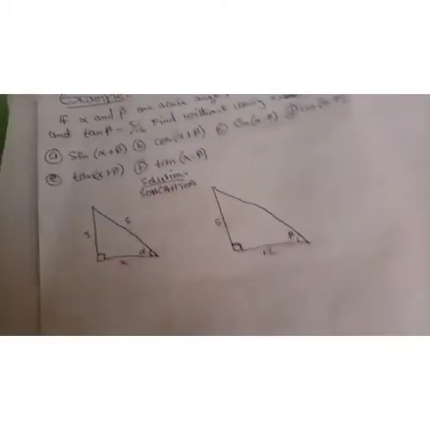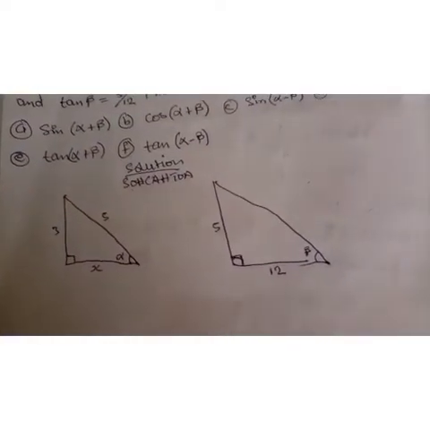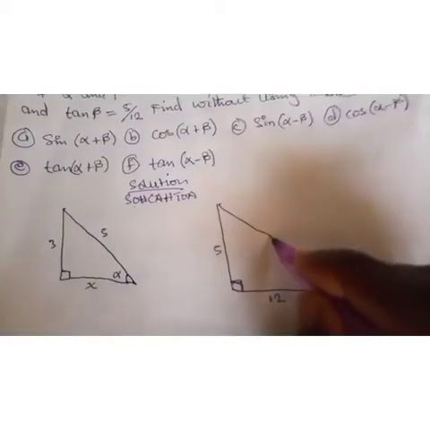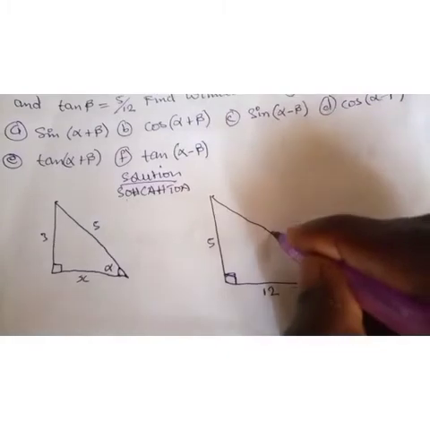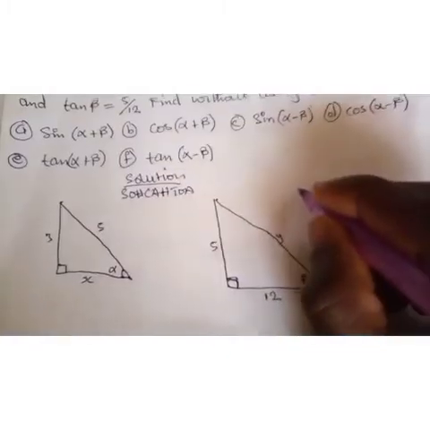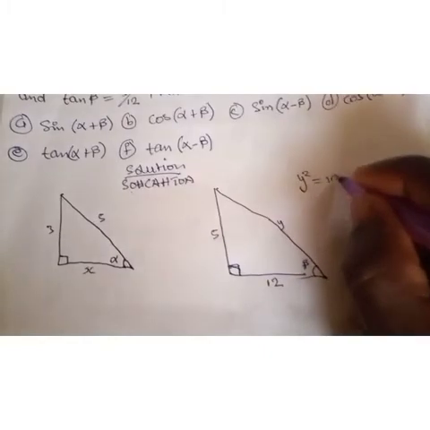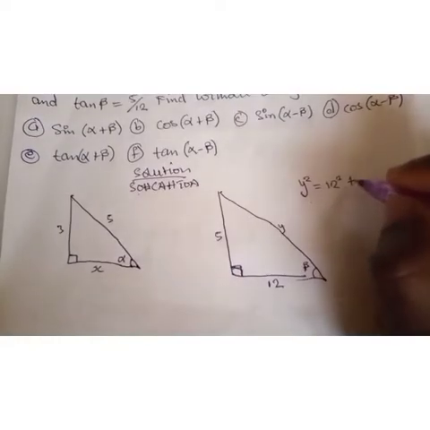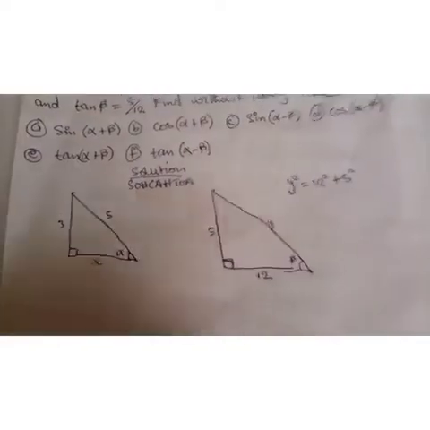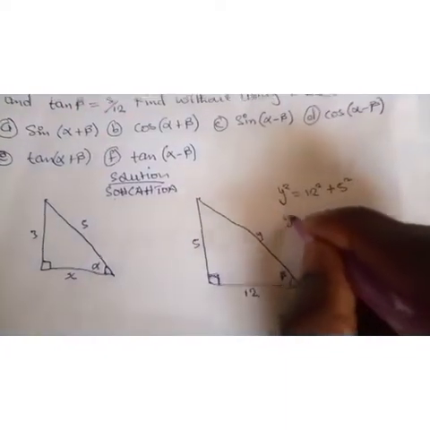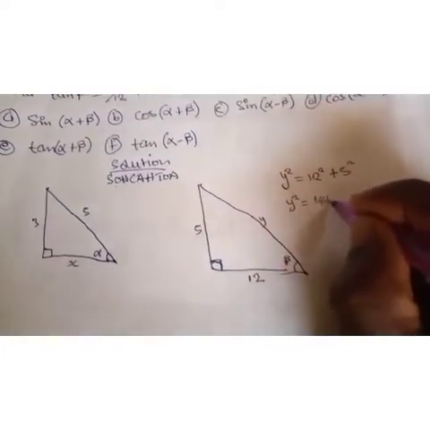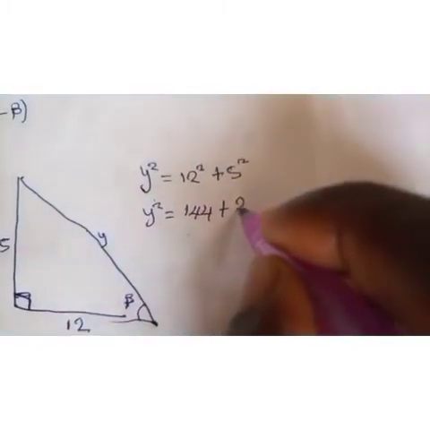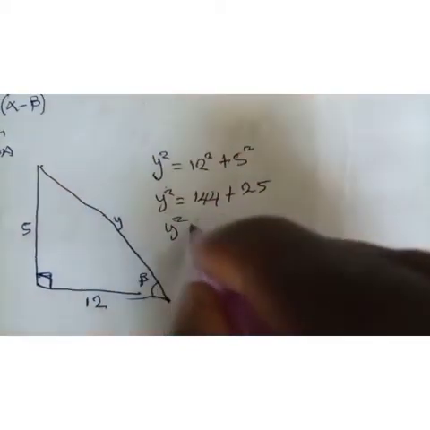So when you read the question and understand the question, you have already known the answer. Here we apply the Pythagoras theorem to find this, and let's call this our y. Our y squared will be equal to 12 squared plus 5 squared. We are looking for this. 12 squared is 144, and 5 squared is 25.